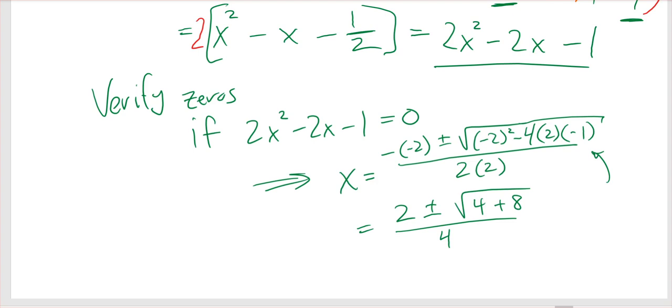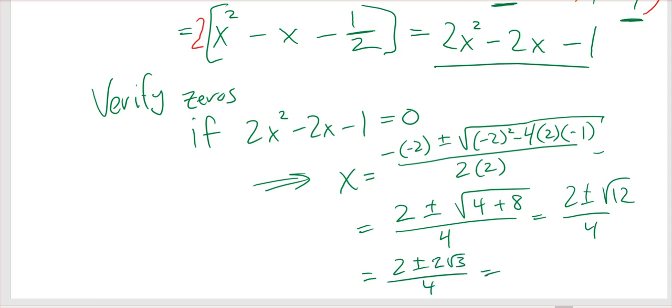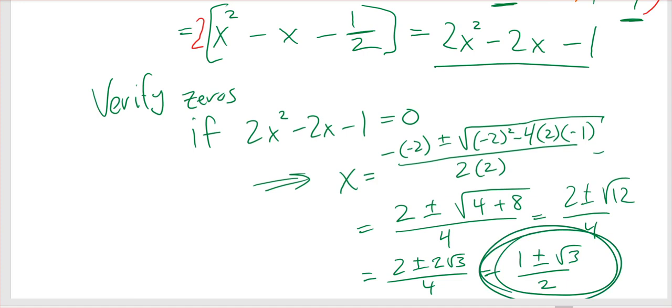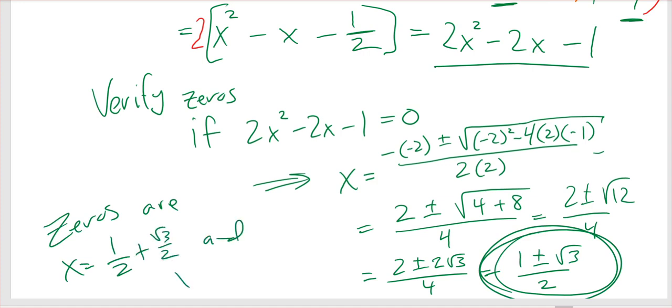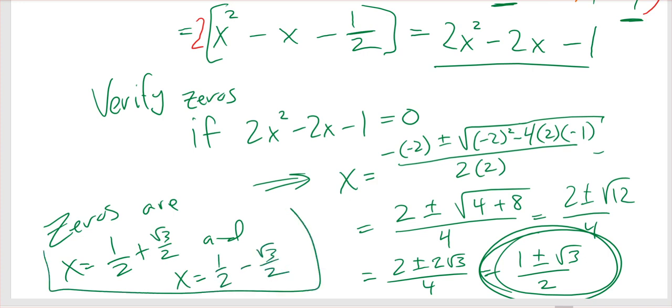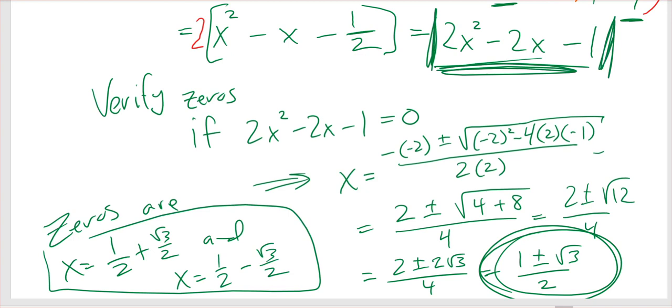Okay, so continuing on with the simplification here, we've got 2 plus or minus square root of 12 over 4. And then we can simplify the radical: 2 plus or minus 2 square root of 3 over 4. And now we cancel the common factors out of all of those. So what we just found here was that the zeros are x equals 1/2 plus square root of 3 over 2, right? If we split up that fraction. And x equals 1/2 minus square root of 3 over 2, right? If we split up that fraction. So, hey, how wonderful. We just verified that the polynomial that we found actually did have those zeros.